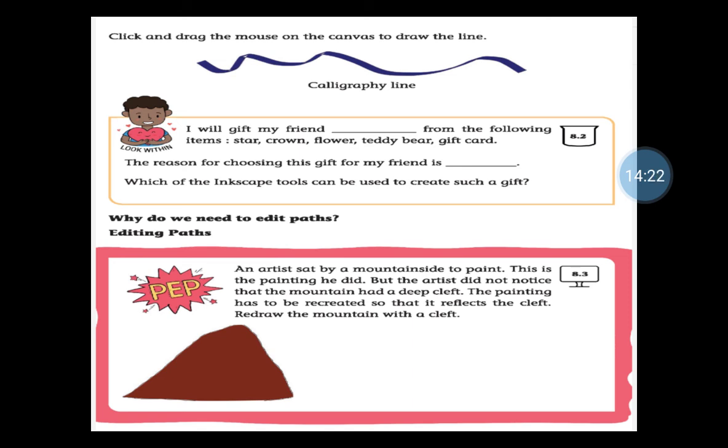Here an artist sat by the mountainside path. This is the painting he did, but the artist did not notice that the mountain had a deep cleft. The painting has to be recreated so that it reflects the cleft. Redraw the mountain with the cleft. Cleft means some break in between, in this mountain. The artist has done some painting of this mountain, but you have to redraw it with some cleft, some break.